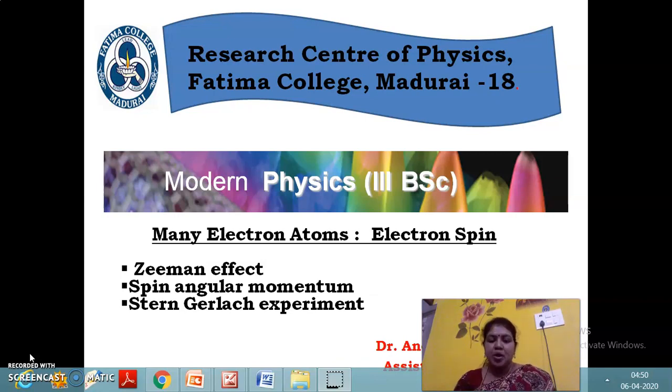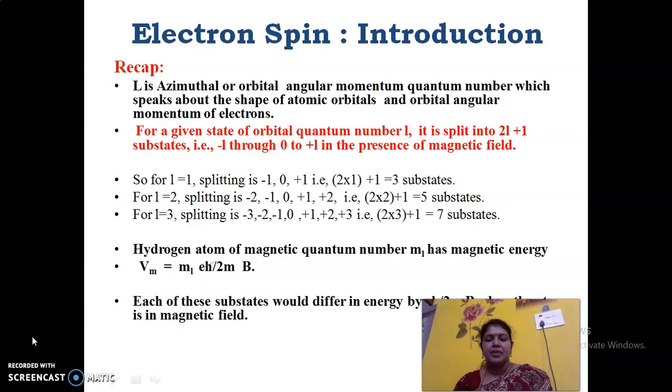Today in this module, we will see the concepts of Zeeman effect, spin angular momentum and Stern-Gerlach experiment. Before we see the Zeeman effect, I would like to give a recap of the orbital angular momentum quantum number L. So capital L is the azimuthal or orbital angular momentum quantum number, which gives the shape of the atomic orbitals, or in particular it gives the magnitude and the possible orientations of the orbital angular momentum of electrons. This we have seen in the last class.